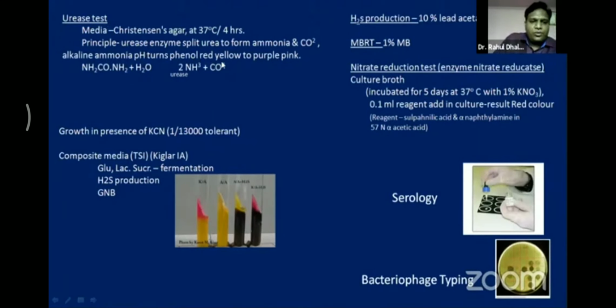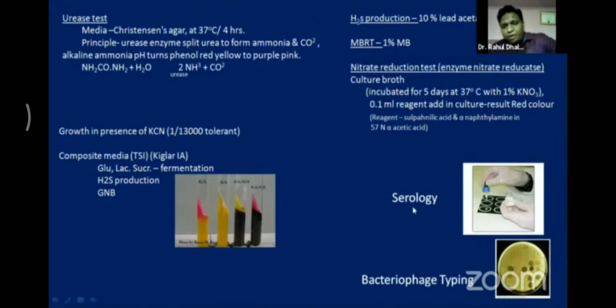Then also enzymatic tests like the urease test, splitting the urea by using the urease enzyme released by the bacteria. Also you can do this. Mainly Proteus organisms give a positive urease test. Also you can do H2S production, the milk MBRT, methylene blue reduction test, growth in KCN, and nitrate reduction test. Also you can do composite medium fermentative tests like TSI.